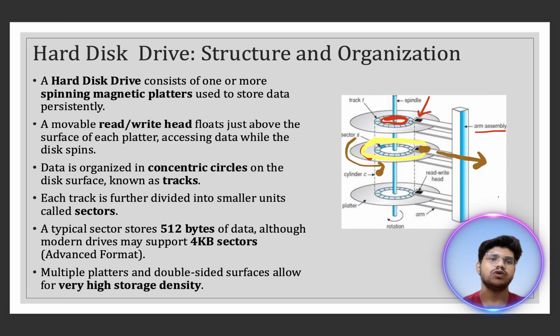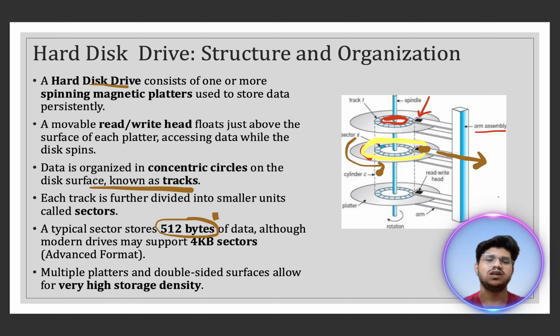Okay, so you can see that the hard disk is composed of one or more spinning magnetic platters used to store data, and a movable read and write head floats just above the surface of each platter, accessing the data while the disk spins, and the data is organized in concentric circles on the disk surface known as tracks. Each track is further divided into smaller units called sectors, and typically a sector might store around 512 bytes of data, although this size is not fixed. It depends on hard disk to hard disk.